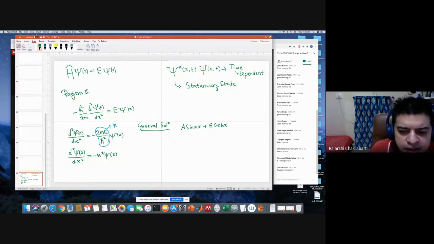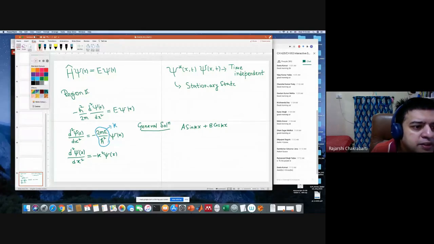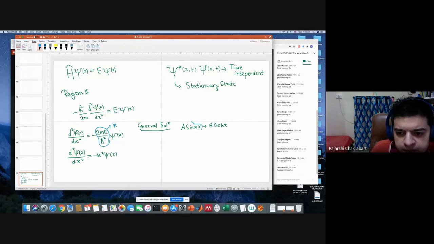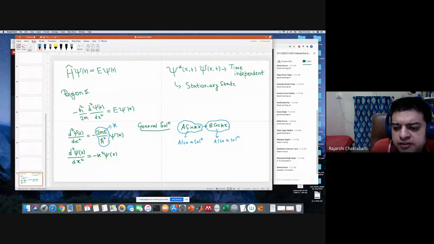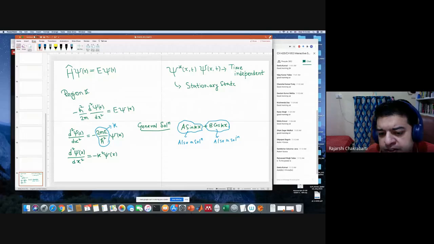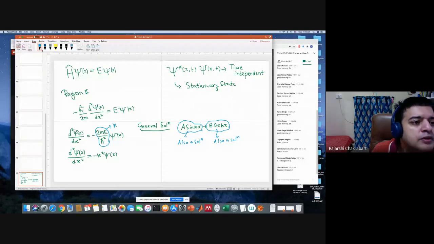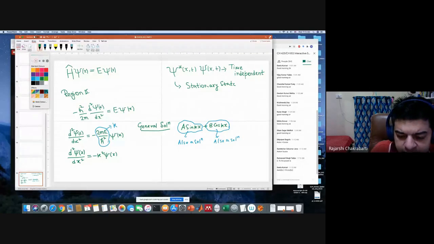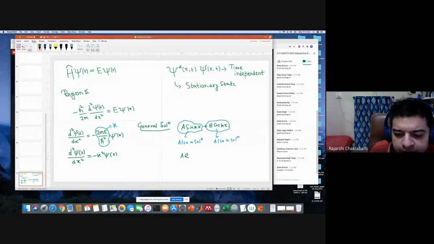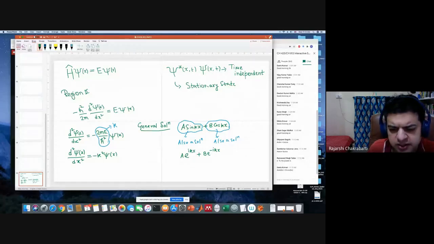If I take only a sin kx, this is also a solution. If I take something like b cos kx, this is also another solution, isn't it? But a general solution is if you take a linear combination of them. Someone can also take a times e to the power of i kx plus b times e to the power of minus i kx. This is also a general solution. But I will take this form, a sin kx and b cos kx, because it is easier.